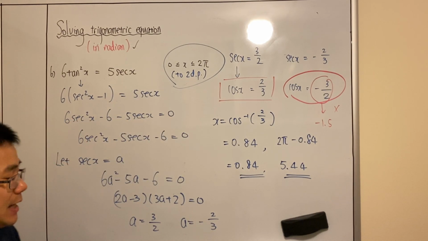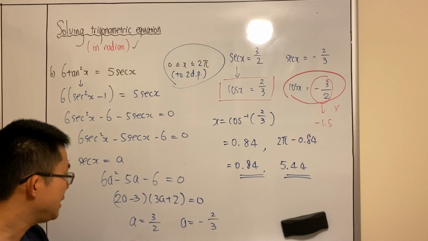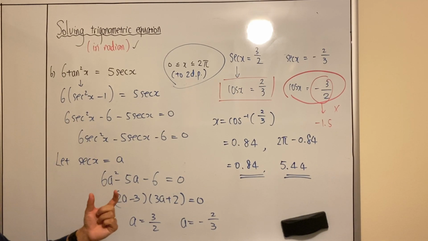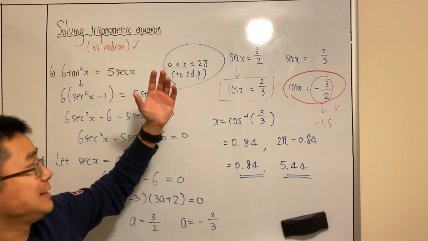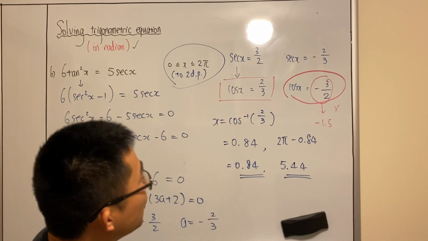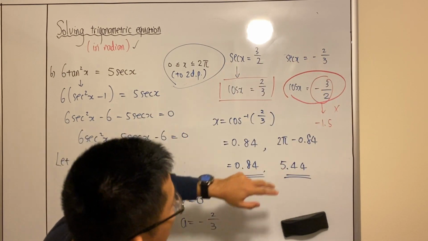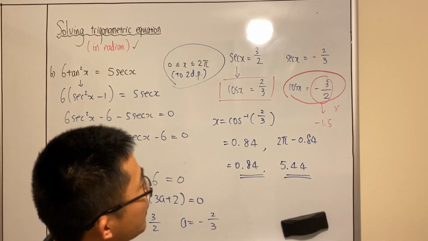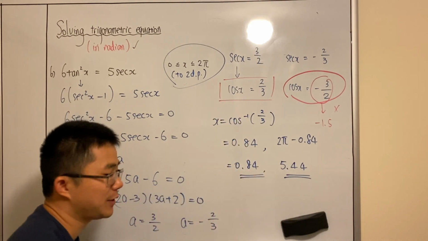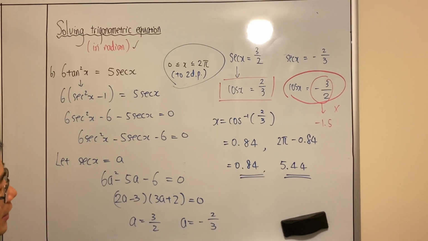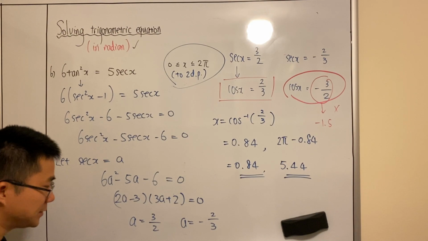And then you're going to replace that sec x by a. So you get a quadratic equation, and you need to solve it. And then after you finish all of them, you still have to work out which one is the correct answer here. There will be no answer for the second part of the equation, and you're going to work out the final answer. So it's not that easy. All right, we're going to move on to the next one.